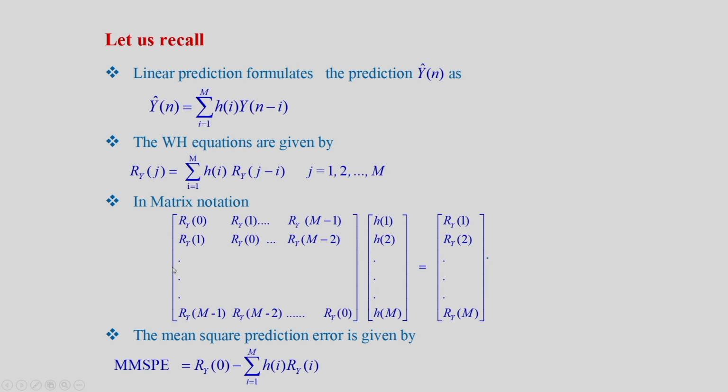Here R_y is the autocorrelation matrix, this is the prediction coefficient vector, and this is the ACF vector, the autocorrelation vector. So, by inverting this relationship, we can find the LPC coefficients h_1, h_2 up to h_m. Similarly, the minimum mean square prediction error, MMSPE, is equal to R_y(0) minus summation h_i R_y(i), i going from 1 to m.